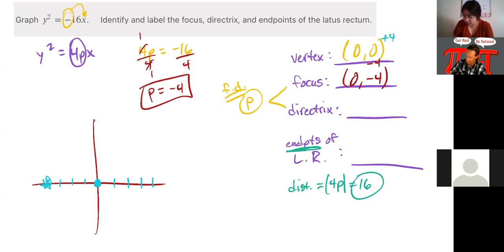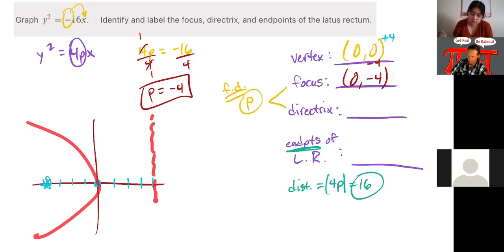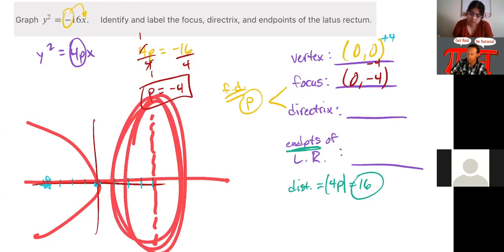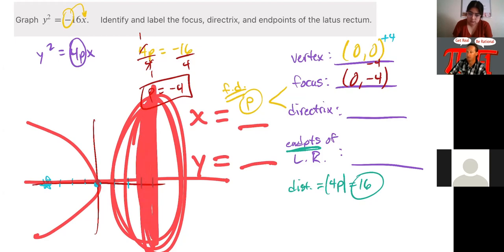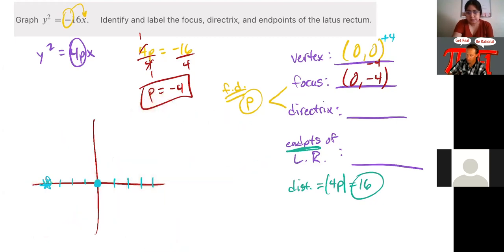But how do I put this directrix? Do I put 0 comma 4? Well, no, remember this is not a point. And if my parabola is going this way, I know that my directrix will not intersect it. It will not be going this way. So how can we say this line right here? Is it an x equals something or is it a y equals something? What's true about everything on this line? Are all the y's the same? No, all the x's. Good. So that means we're going to put x equals what? Positive 4. Yes.